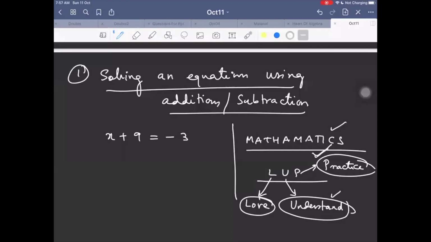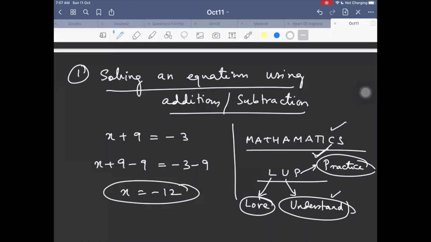So x plus 9 is equal to minus 3. How do you solve this question? To an equation, you can add equal quantities on both sides. So you have to get rid of 9, or you have to isolate x. To isolate x, you have to get rid of 9. So you add 9 on both sides. So what do you have here? x is equal to minus 12. But I hope you can do this question without actually writing this step, right? You can skip this step. This step is not necessary.